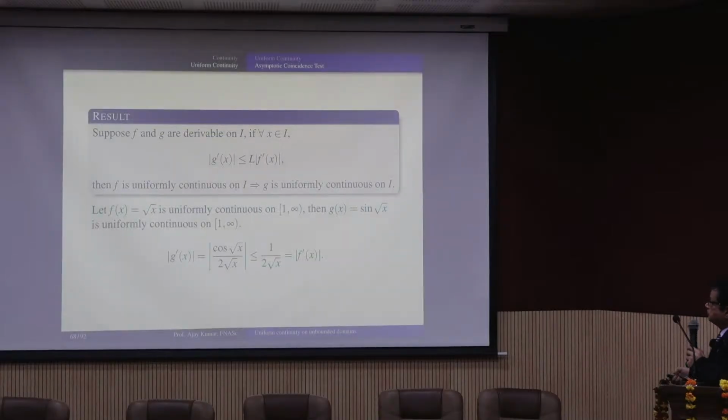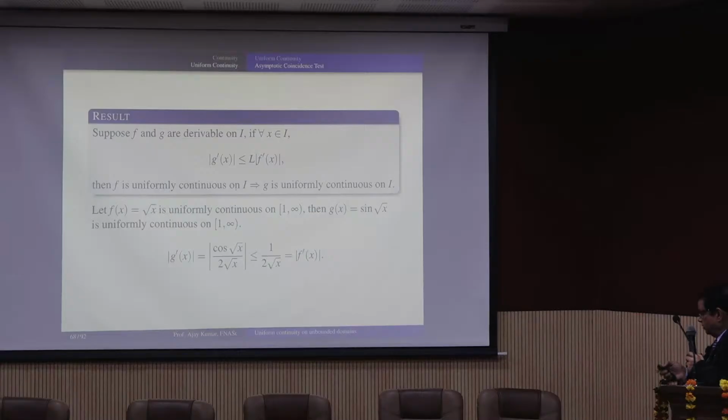Say you have a comparison test kind of thing available. If f and g are derivable on I and modulus of g dash x is less than L times modulus of f dash x, then f uniformly continuous on I implies g is uniformly continuous on I. So if the upper one is uniformly continuous, the lower is also uniformly continuous. So we can generate some comparison tests.